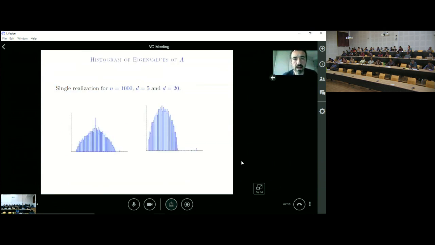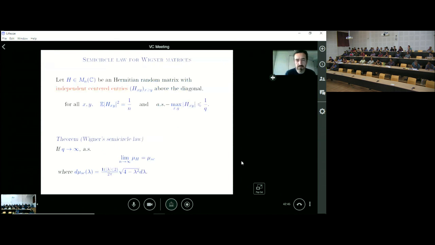So here is a simulation where I take n to be 1000, and I consider two settings where the average degree is 20, and the average degree is 5. We see that the empirical spectral distributions do not look alike. But we will prove that as soon as the sparsity parameter q goes to infinity, you are in the regime of the Wigner semicircular law.